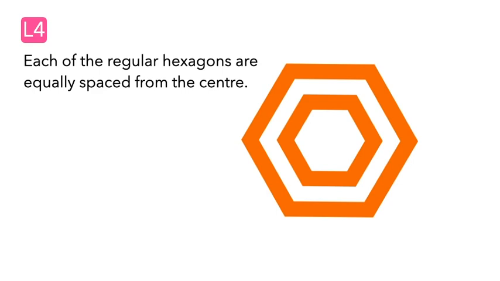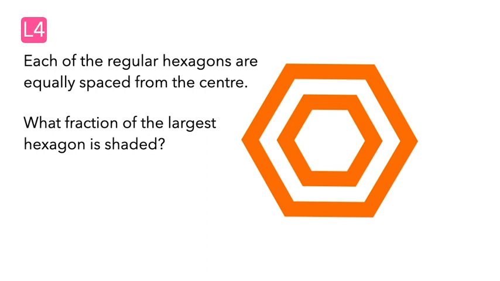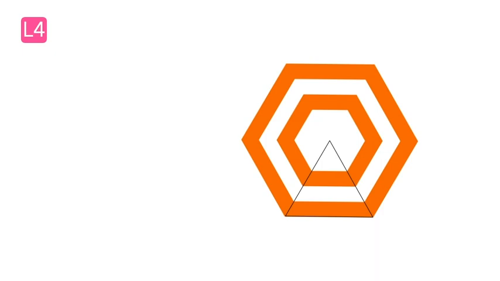So in this question, each of the regular hexagons are equally spaced from the center in terms of their size, and we want to find what fraction of the largest hexagon is shaded. So how are we going to do this? We don't have any sections that we could use at the moment, so we're going to have to create some. And obviously regular hexagons can be constructed from equilateral triangles, so we can use that idea to create this little part that we've dissected up. And this triangle has got 25 parts, and you can see that 14 of them have been shaded in.